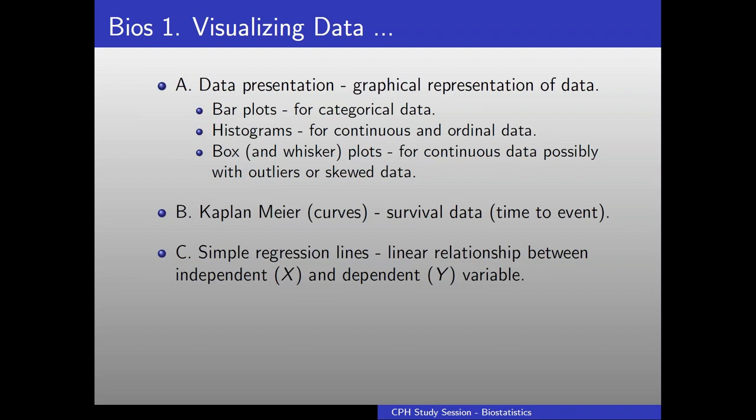Data, as you know, will come in a spreadsheet or they might come in data collection forms. But when we're talking about visualizing data, we usually mean some graphical representation of data. I put some common ones up here. We'll go over some of these in more detail later, but you might have bar plots for categorical data. You might have histograms for continuous or ordinal data. You might have a box plot, or some people call it a box and whisker plot, for continuous data, possibly with outliers or skewed data, but it doesn't have to be.